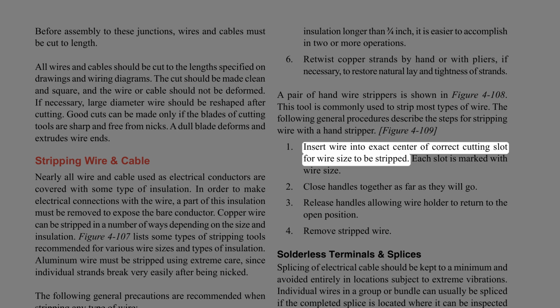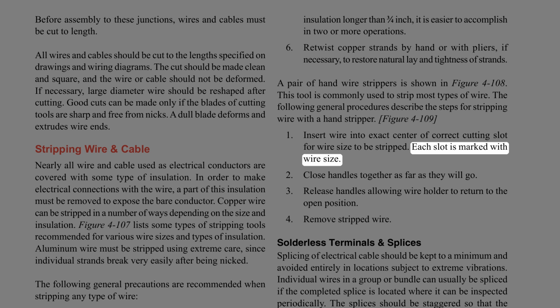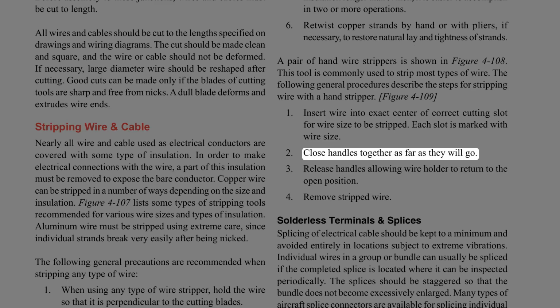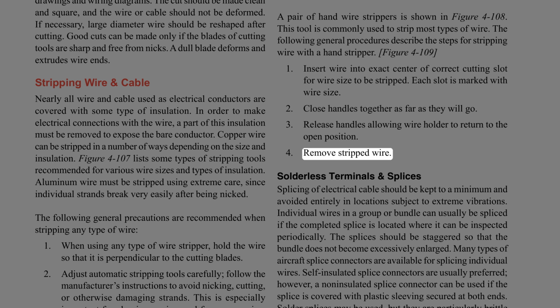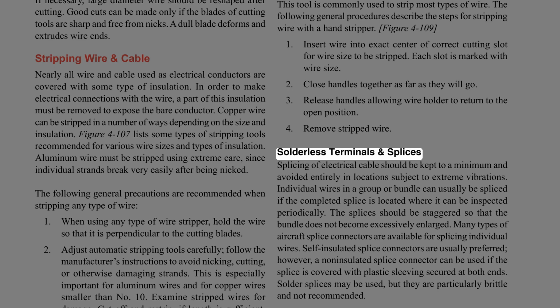Insert wire into exact center of correct cutting slot for wire size to be stripped. Each slot is marked with wire size. Close handles together as far as they will go. Release handles, allowing wire holder to return to the open position. Remove stripped wire. Solderless terminals and splices.